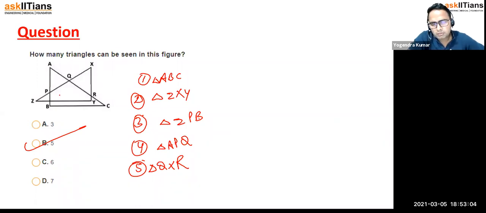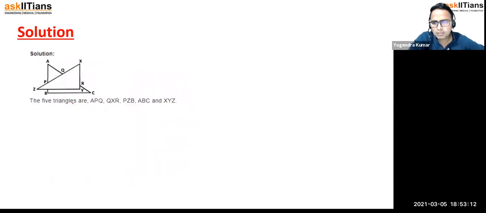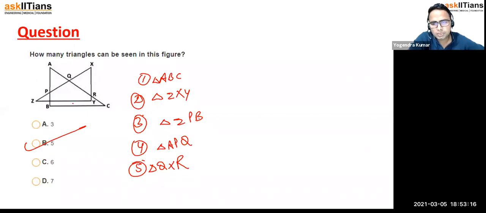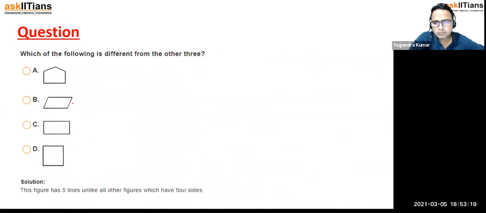You need to be careful while answering, because you might leave out 1 or 2 triangles. So just observe, right? These are the 5 triangles we have. Perfect. You should try it yourself. Okay, let's see more questions.